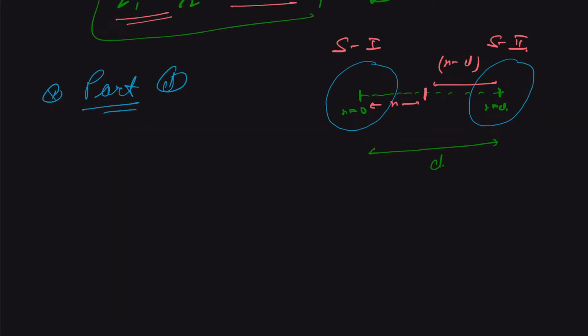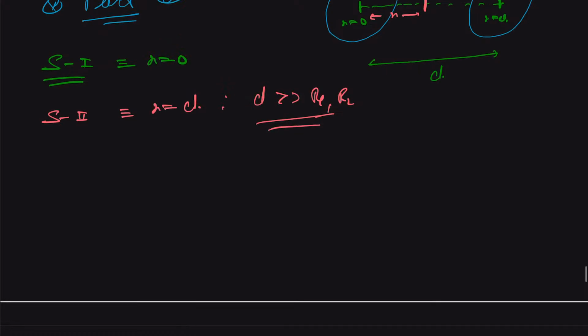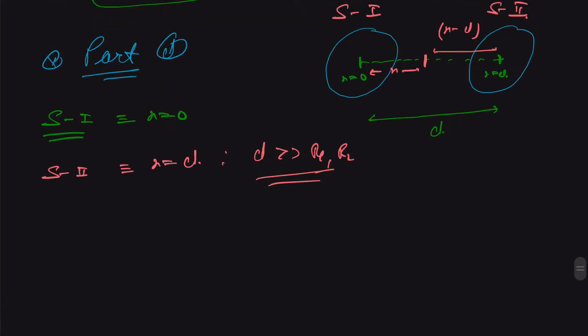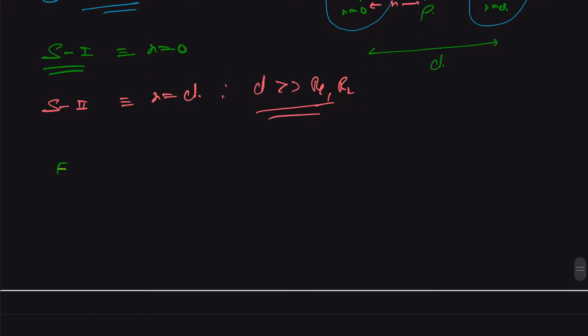Therefore we can say that we assume the center of sphere 1 is at x equal to 0, and for sphere 2 we have assumed that its center is at x equal to d. And this distance d is very much greater than their individual radii. Let us suppose this is our point P. So we can say that our electric field at point P will be nothing but the algebraic sum of both the electric fields.